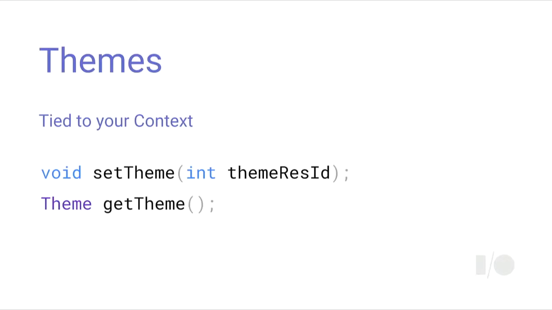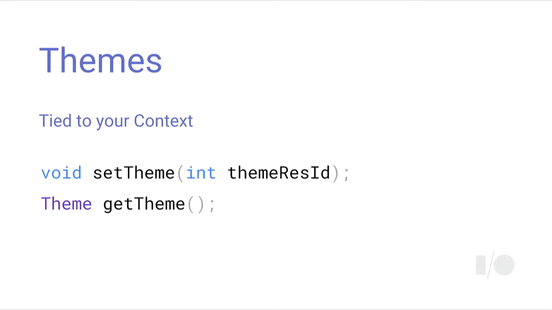So themes. Now, themes are tied to your context, which is why it has two methods on the context, one called setTheme, which takes a resource ID pointing to a style. Now, there's one thing to note here. It's a kind of badly named method in that it doesn't set, it applies. So you already have a theme on your activity, and when you call this method, it'll apply it on top. It doesn't actually wipe anything out underneath. And then you have a getTheme, which will return an instance of the current theme.